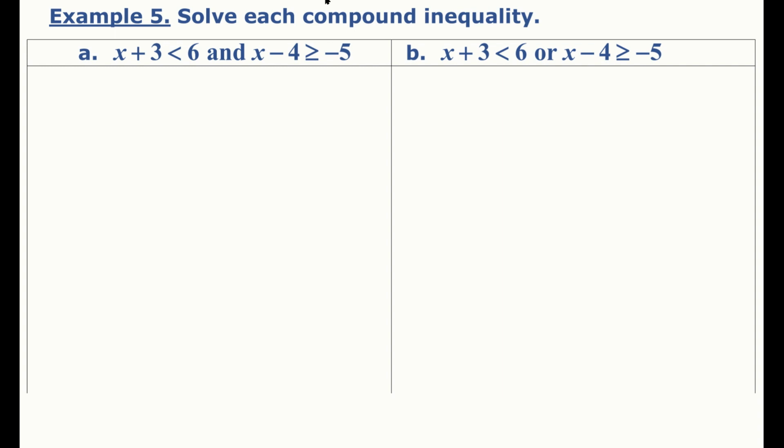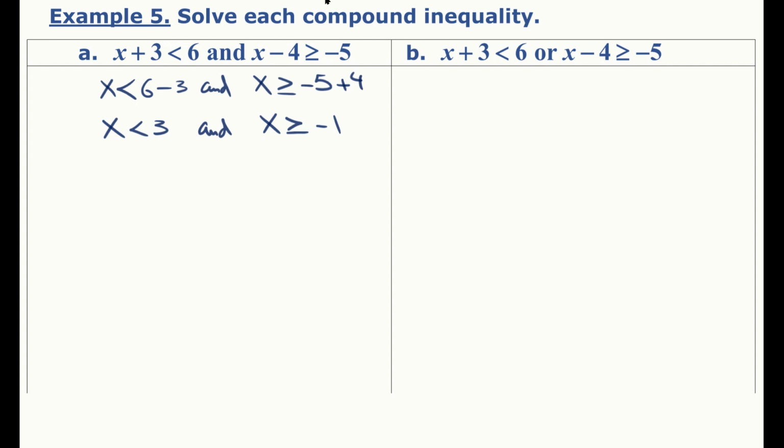So to do so, we'll go ahead and just start solving this first inequality. So we keep the x on the left side, we'll move the 3 to the right side, so it becomes -3. So we end up with x is less than 3. And then we solve this inequality, so we have x greater than or equal to -5 plus 4. So x is greater than or equal to -1. And of course, remember, we're going to have and at every step of this process.